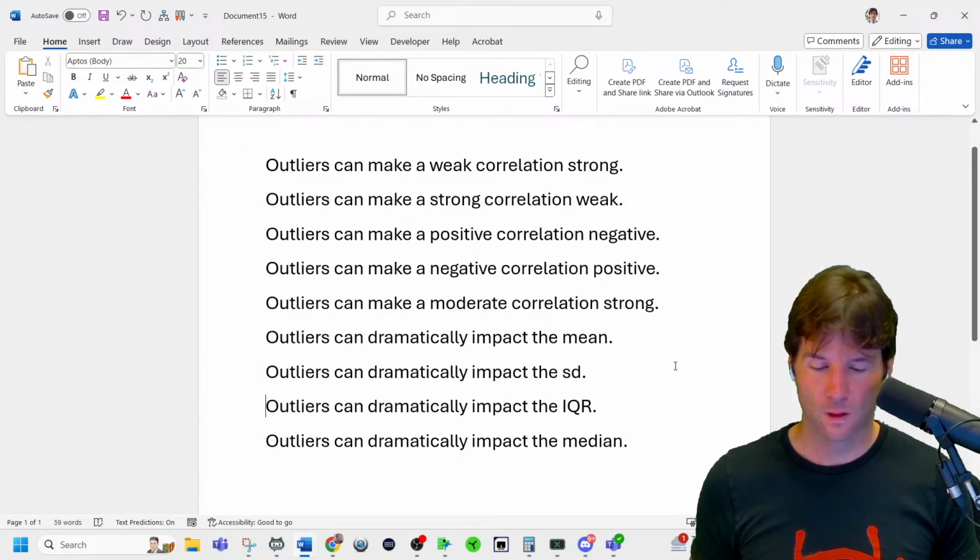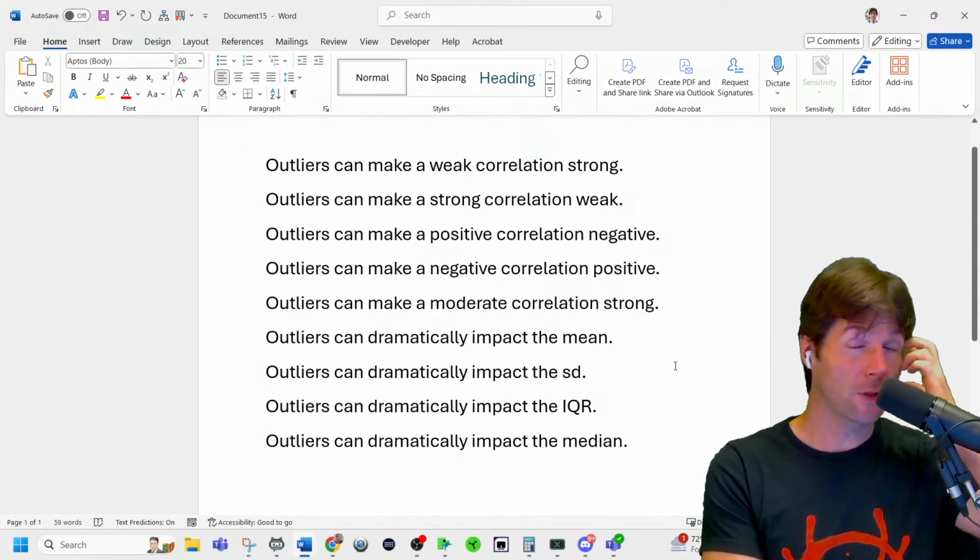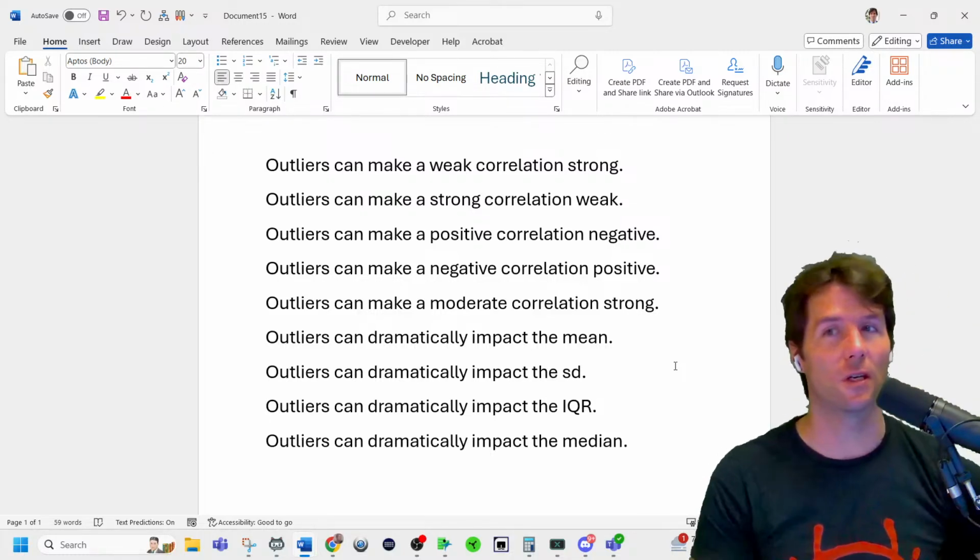Okay. Which of these are false? How many of these are false? So now it's trickier.